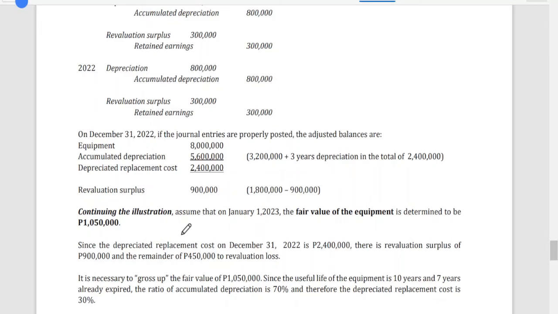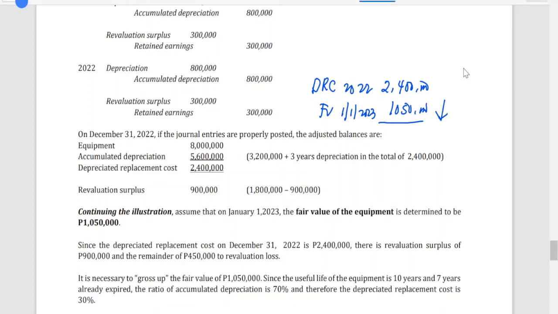What if on January 1 the following year, the fair value became 1,050,000? Remember that the carrying amount, the depreciated replacement cost in 2022, is 2,400,000. And now the fair value in January 1, 2023 is 1,050,000. So, it decreased. And how much is the difference? That's 2,400,000 minus 1,050,000, which is 1,350,000. Therefore, we will have a reversal of the revaluation surplus.